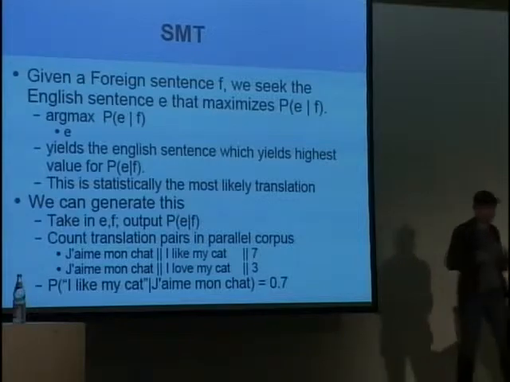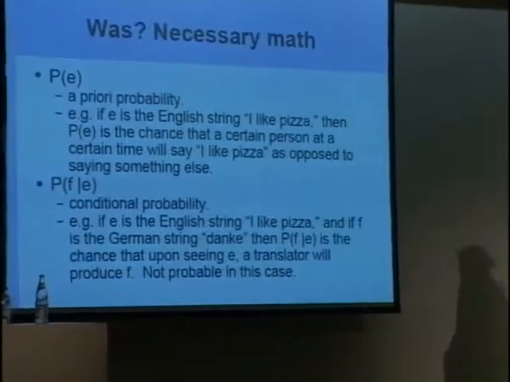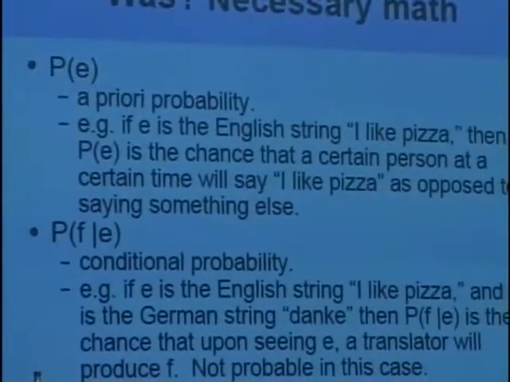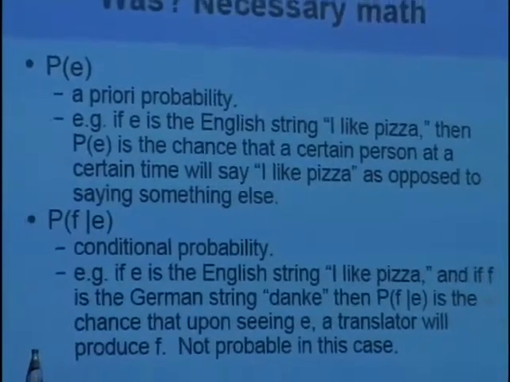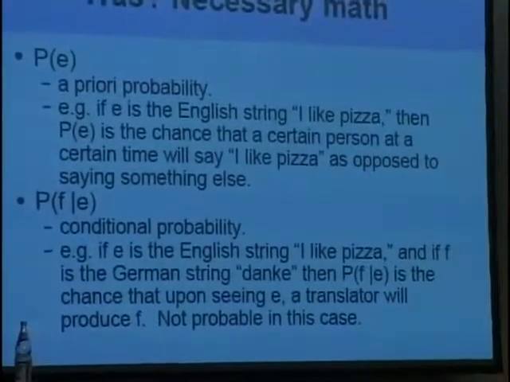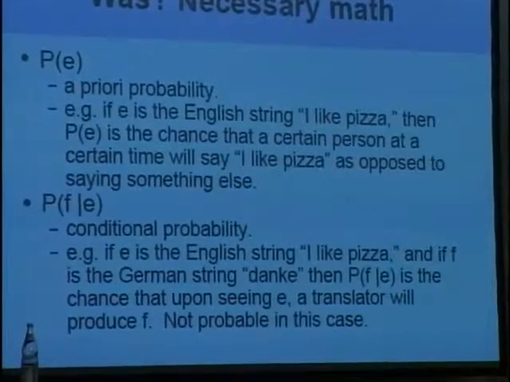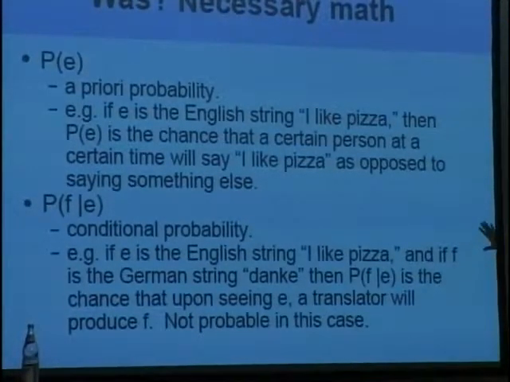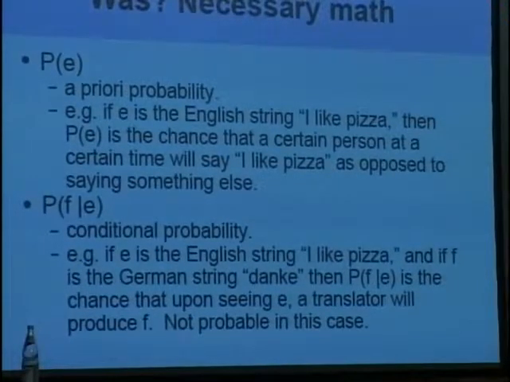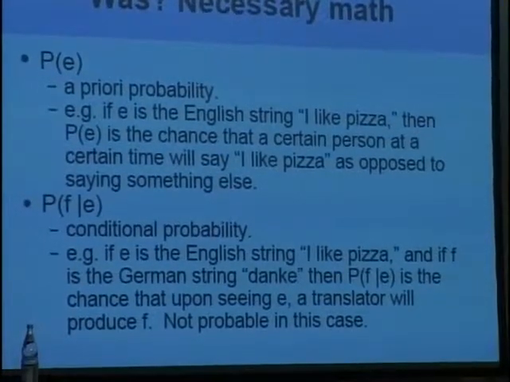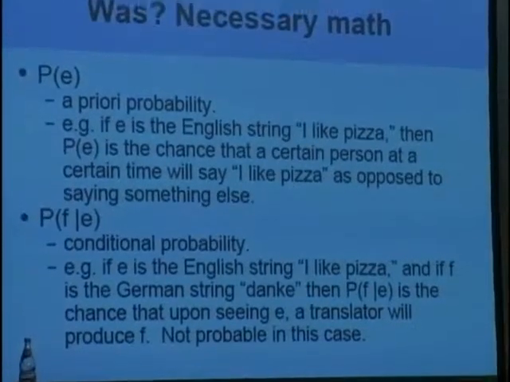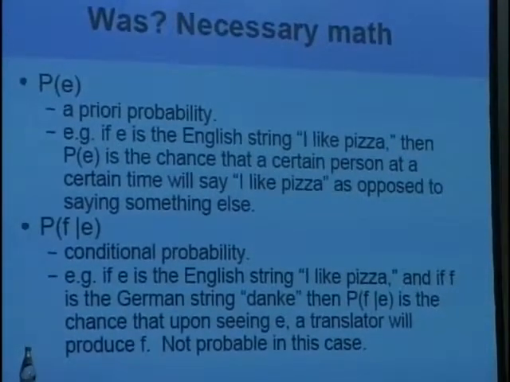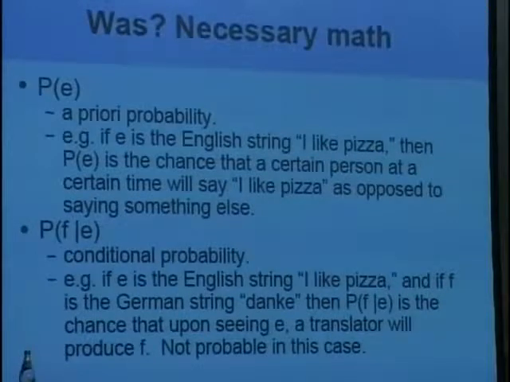So this is for a small amount of data, and I'm going to go through a little bit of necessary math. It's not really that hard, it's just more notation. So P of E is the a priori probability, and if E is the English string "I like pizza," then P of E is the chance that a certain person at a given time will say "I like pizza" as opposed to saying something else like "I like ice cream" or "thank you" or any other thing.